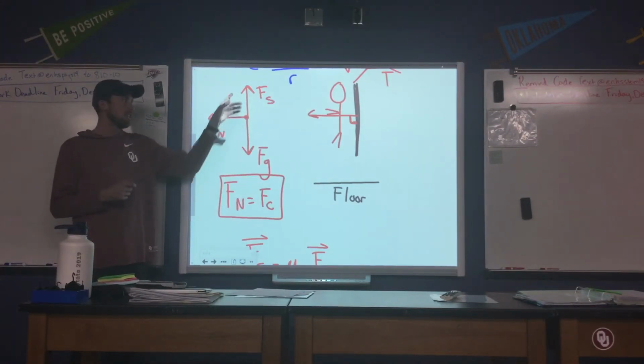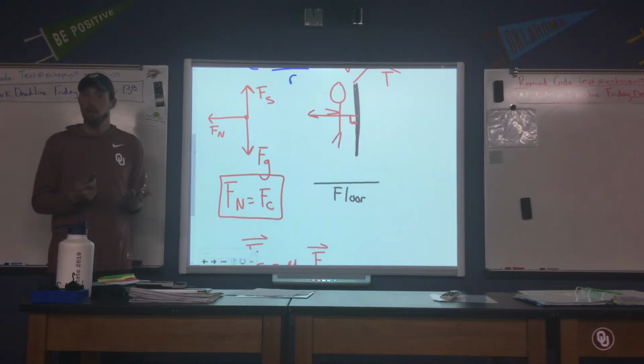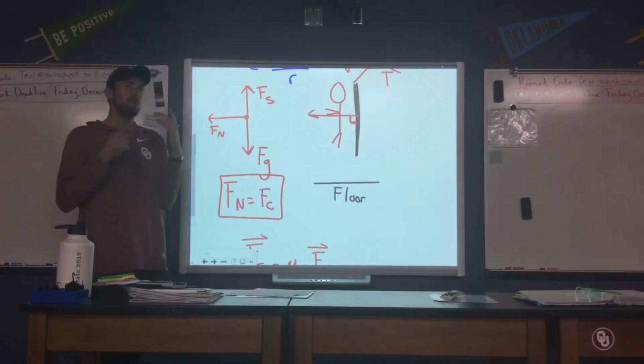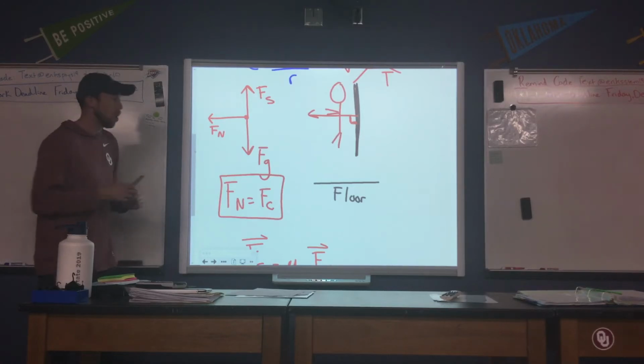Which probably means that those forces should be close to equal. Because if they're not equal, well, our object's going to move, our rider will move, which we don't want. So, how do we prove that? Well, we can do that using Newton's second law.